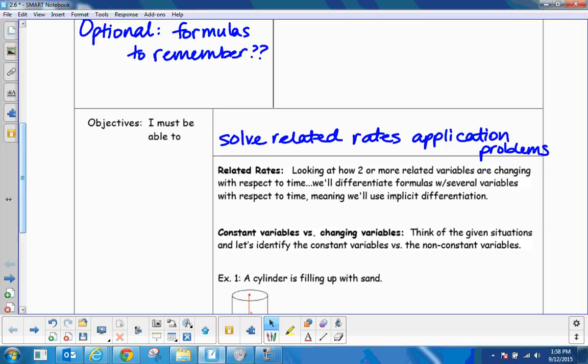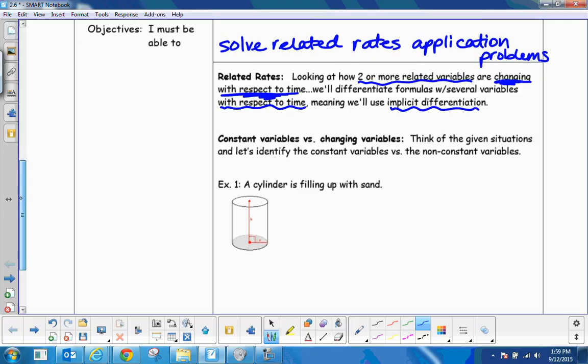Related rates, we're looking at how two or more related variables, so just in the same equation basically, are changing, but changing with respect to time. When we go to take derivatives then, usually we're using implicit differentiation because it's with respect to time, and most often our formula doesn't involve time in it. So that's how it ties into implicit differentiation from 2.5.